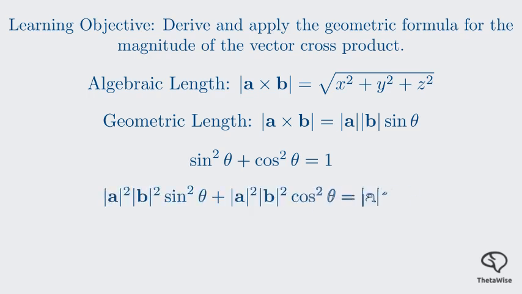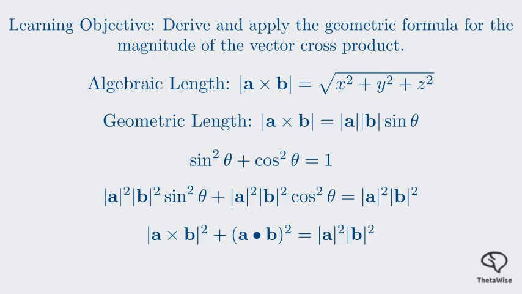Multiplying by a squared, b squared gives us this expression. Substituting the geometric definitions of dot and cross products gives us that the magnitude of A cross B squared equals the magnitude of A squared times the magnitude of B squared minus A dot B squared. While expanding the algebraic forms of the dot and cross product squares and simplifying is a very long process, it will eventually lead to this exact identity. And by taking the square root, we confirm the geometric formula for the magnitude.